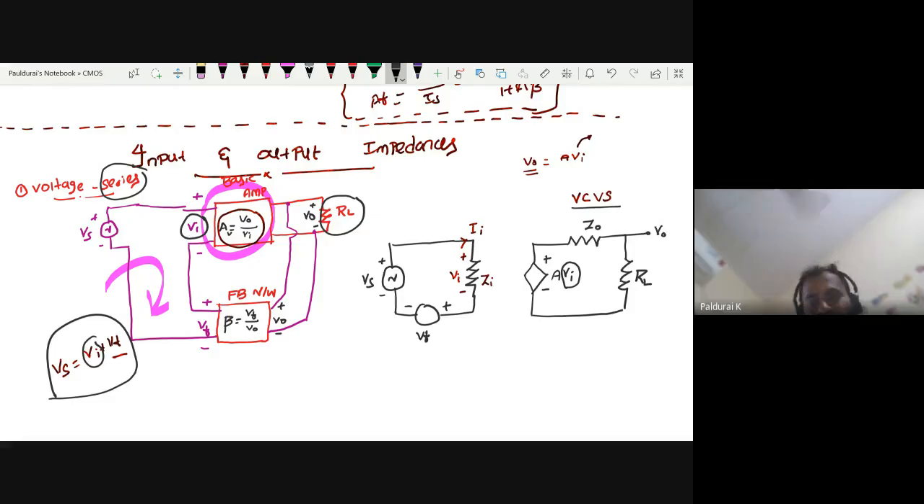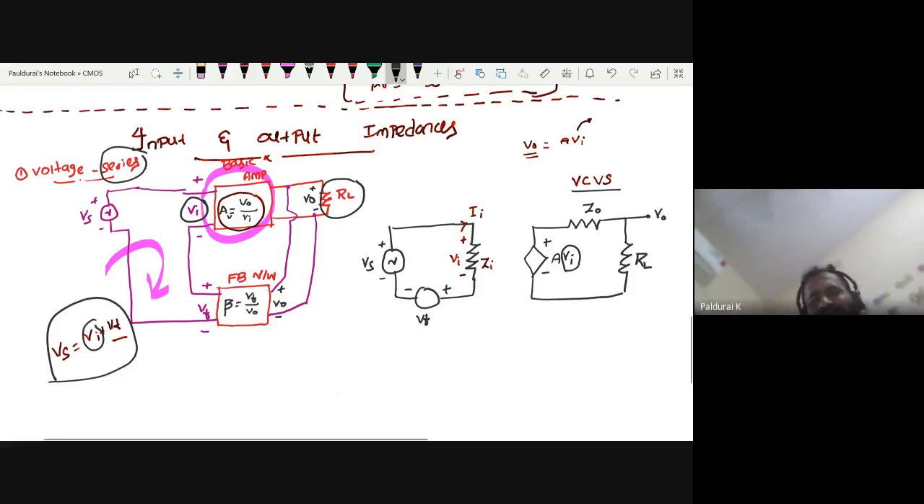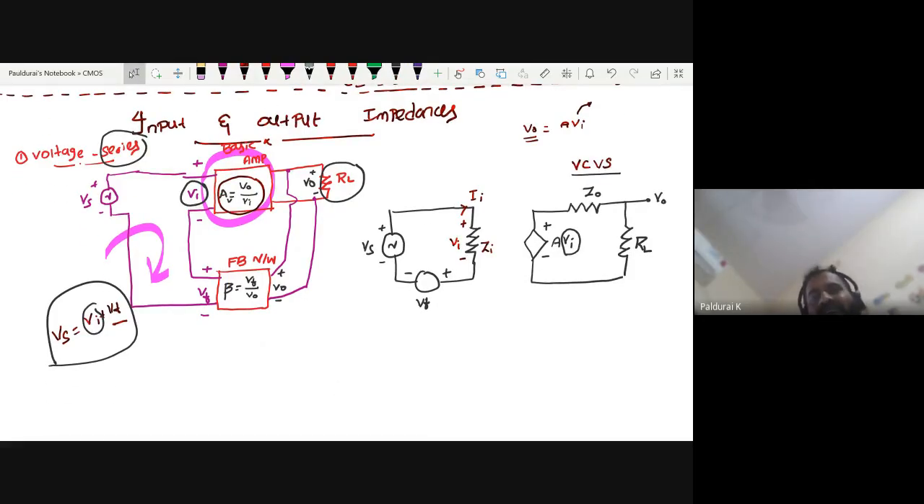So this is the way to draw Thevenin and Norton equivalents. Voltage series means we have drawn the Thevenin equivalent. When we play with the current, we will be drawing the Norton equivalent. So simply I am modeling in order to find the input and output resistance. This is the way to sketch for voltage series.